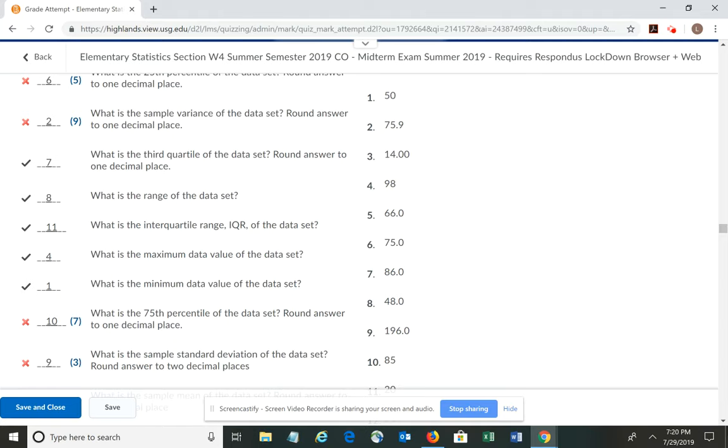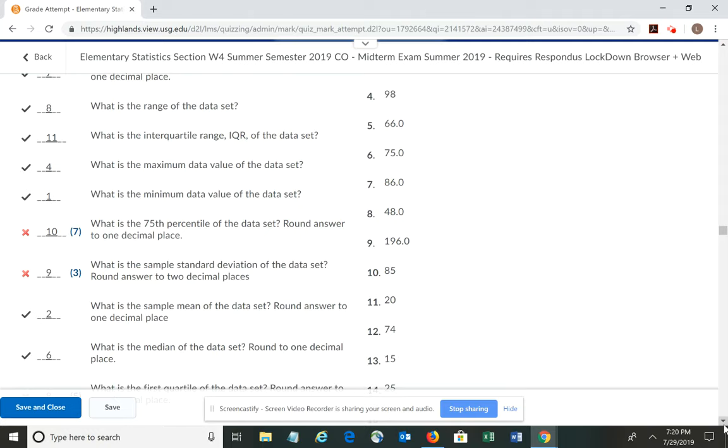Sample standard deviation is 14.00, which is number 3. Okay, so he got that one wrong. He's mixing up the standard deviation and the variance.